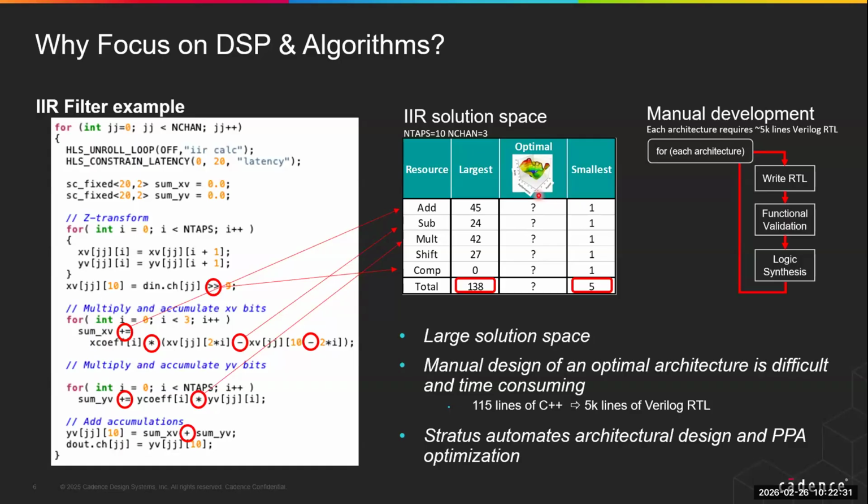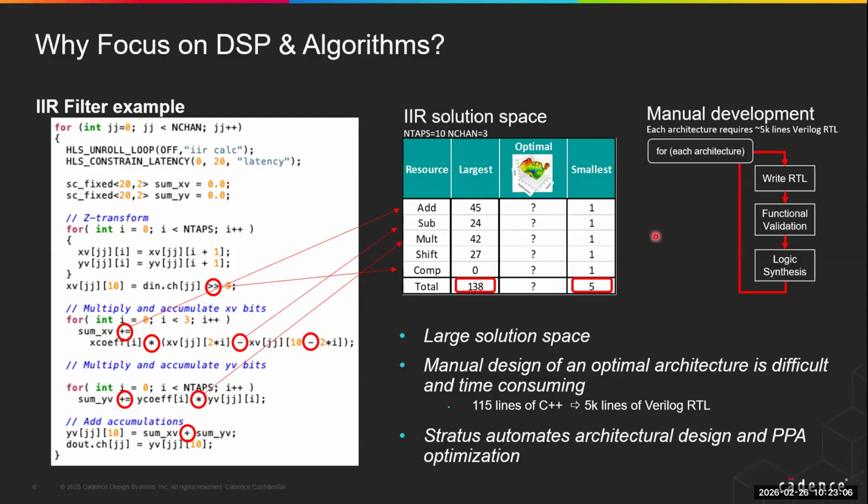So the reason people use HLS to do this versus manually is, if you were to do this manually for every single one of these points in between, you've got to write the RTL. You've got to go through some level of functional validation to prove that it functions correctly before implementing it, right? And then you've got to go through logic synthesis to understand what the power, performance, and area is. Each of these implementations would take on the order of a week, and so exhaustively exploring this solution space, there simply isn't enough time and resources, right?